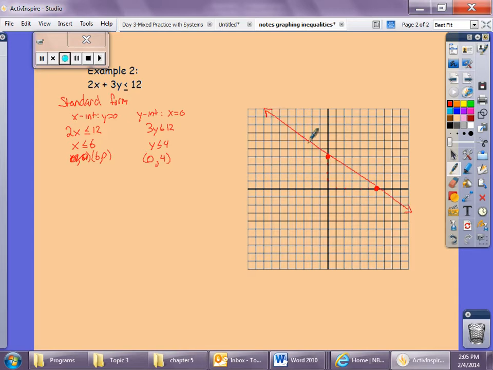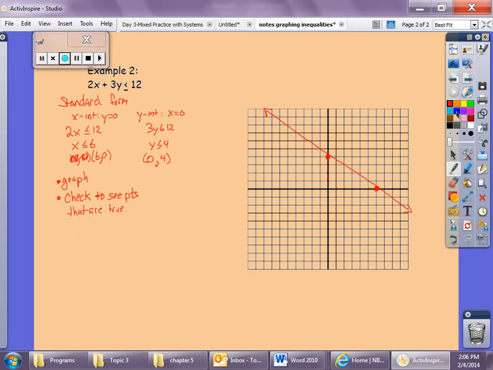And now, once again, I go all the way through my graph because this is an inequality. So half of the graph is going to be true and half of the graph is false. So it's standard form. We find the x and y intercepts. Then we graph it. And now we have our range of answers. So we have to check to see which side's true, by testing points.